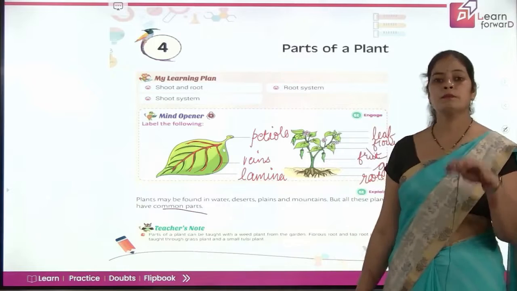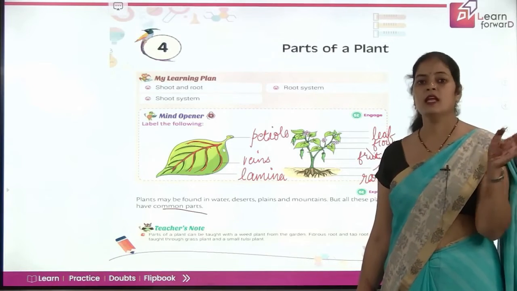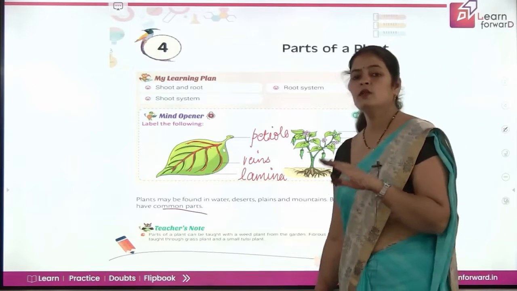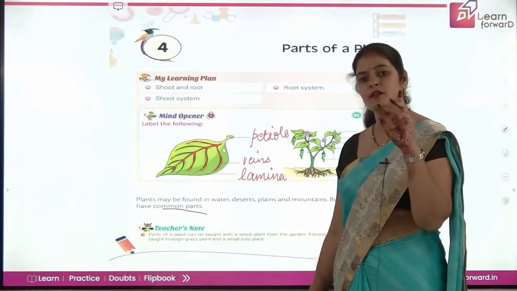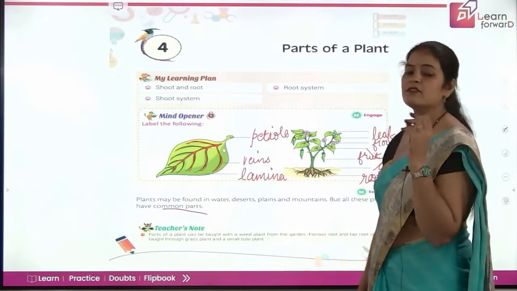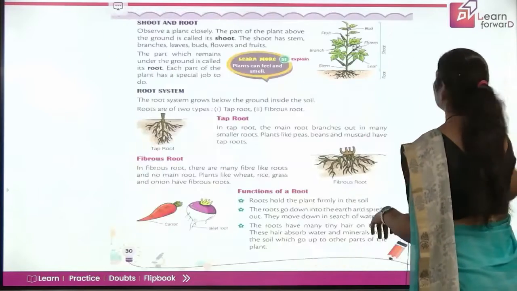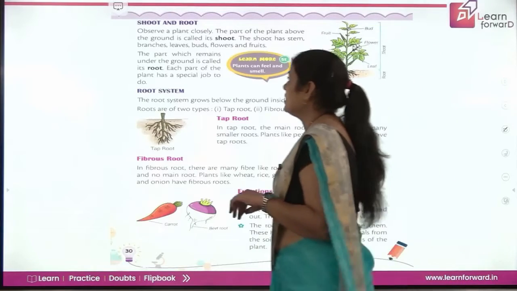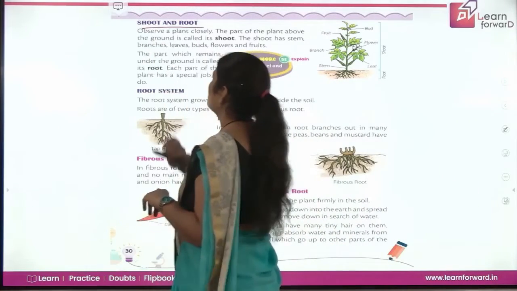Means the plant growing on a mountain and the plant growing in the desert, both will have roots, leaves and stem. So common parts they possess. Now what are the different parts of the plant? Number one, shoot and root.